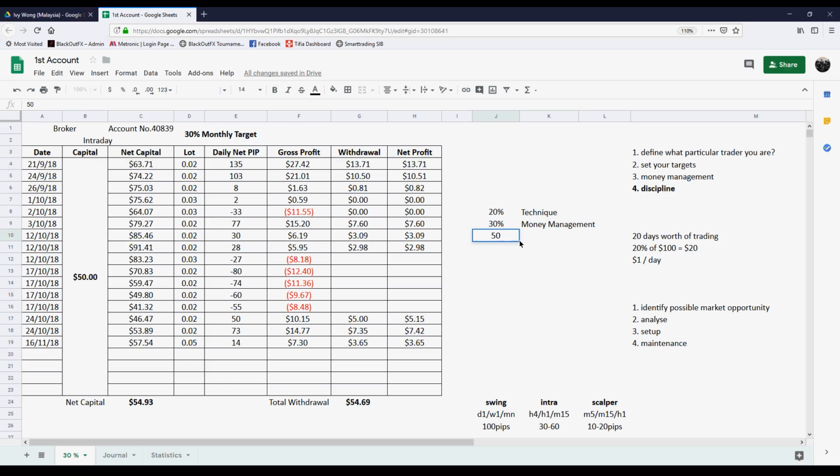Okay, and the final 50%, which is the hardest of all, is the discipline. This is the most important thing for a trader to know. Whatever technique it is that you're learning, regardless if it's Fibonacci, support and resistance, or any other technique, it doesn't matter. At the end of the day, it will only consist of about 20 to 30% of your success in forex trading. The rest is 30% on money management and 50% on the discipline.